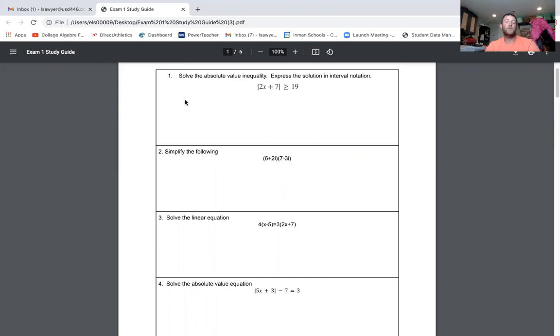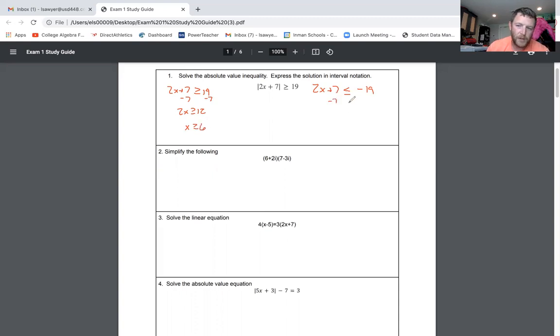Okay, so how you need to do that is set up your two equations because it's an absolute value. So the first one is going to be 2x plus 7 is going to be greater than or equal to 19. Okay, and then the second one is going to be 2x plus 7 is going to be negative 19, and since it's negative, this sign flips to less than or equal to. Solve it out, so I'm going to minus 7. So I get 2x is greater than or equal to 12, and then divide by 2, and so x is greater than or equal to 6.